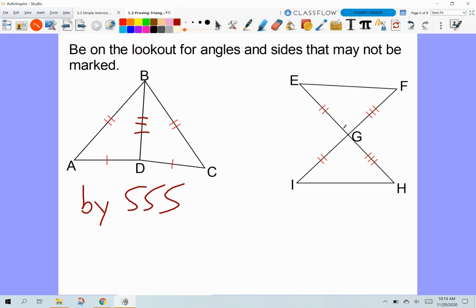And then I've got a pair of vertical angles here. Vertical angles are rarely marked. So when I look at these, I've got a side, an angle here in the middle, and a side. Same thing down here. Okay, even though that angle's not marked, these triangles are going to be congruent by side, angle, side.